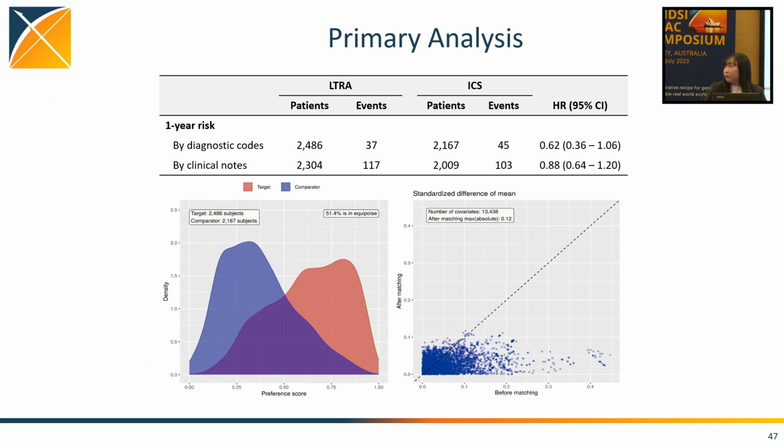And this is the result of our primary analysis using both diagnostic codes and clinical notes. The one-year risk of neuropsychiatric events in LTRA was not higher than ICS in children with asthma. And in the below left side, you can see the preference score distribution. This plot shows that these two groups were comparable. And the right one, the covariate balance plot, shows that baseline covariates were well balanced after propensity score stratification.